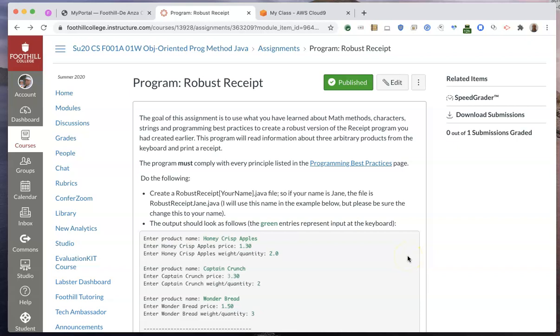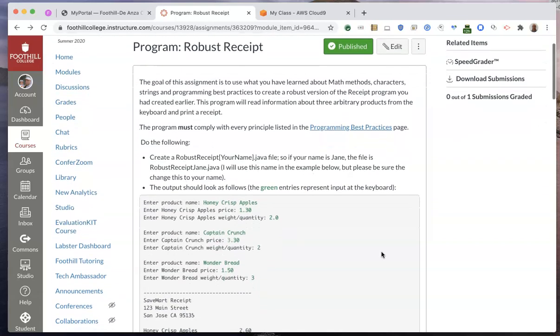For the robust receipt program, it is very similar to the previous program where you're reading information about 3 products and printing a receipt. But this one has a few twists. First is that now you're reading the product name as well as the price and weight, as well as you're implementing some error checks for bad values.